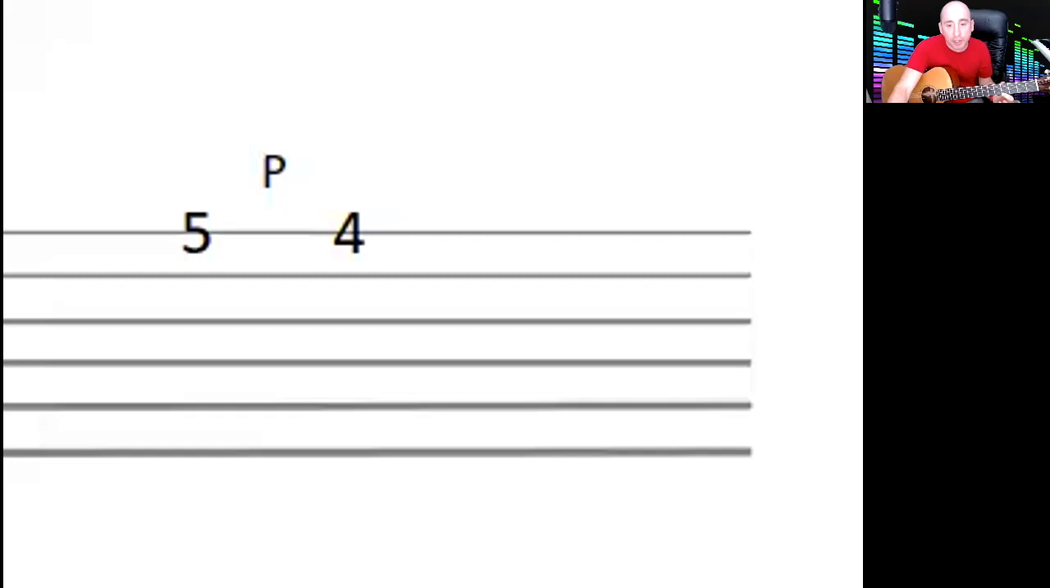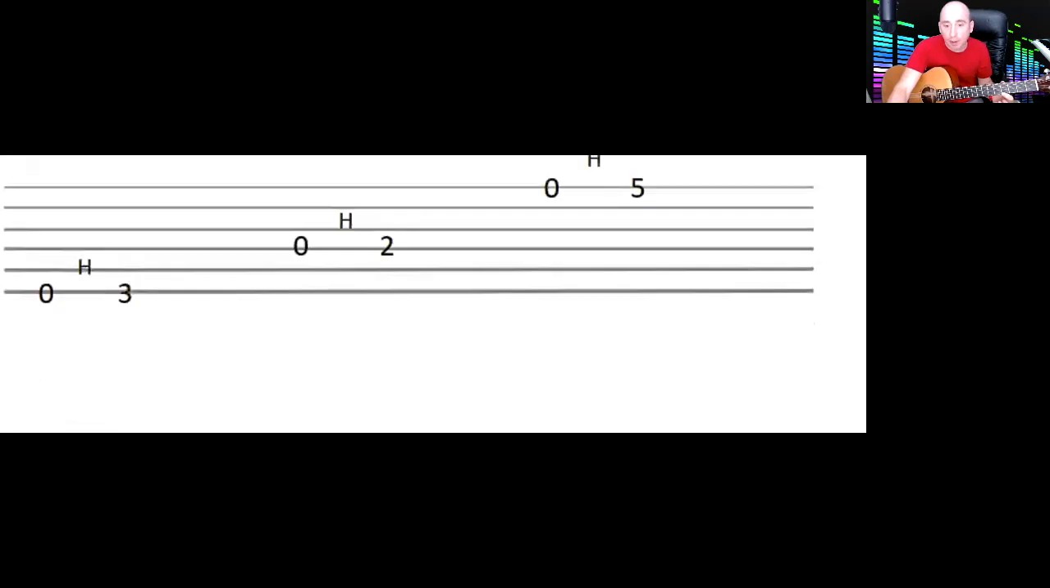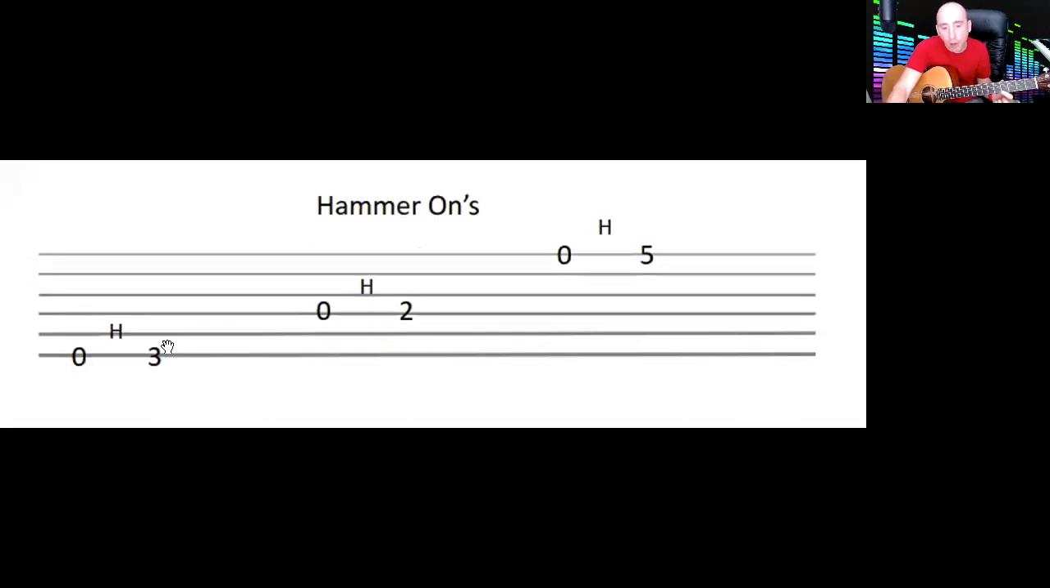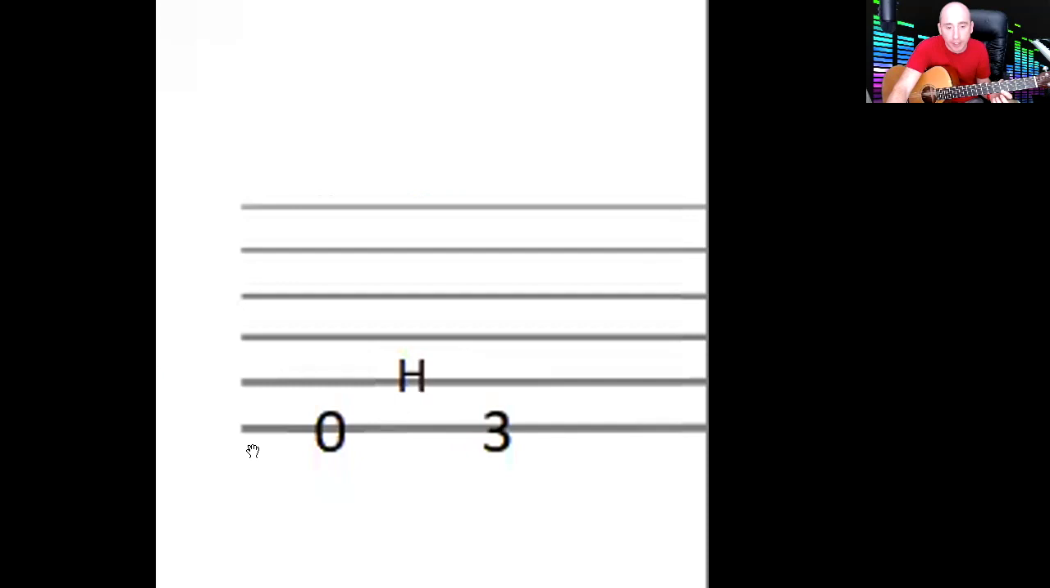Right, so the opposite to a pull off is a hammer on. So that's when you're playing a note and you're going upwards. So if you can see the first example I've put here, it's a 0 to a 3. So that's on the 6th string, so you play the 0 and hammer on the 3. Now you can't just push the note on. You can't just go, that cuts it off, you got to hammer it on.